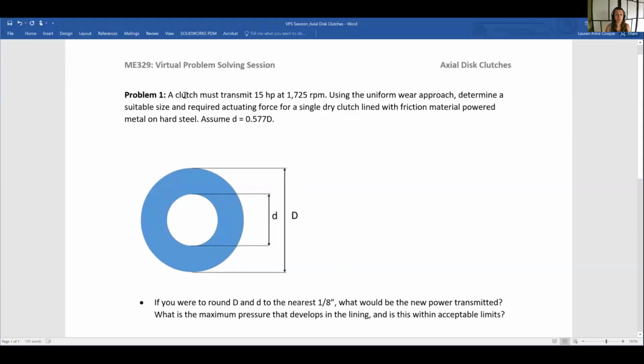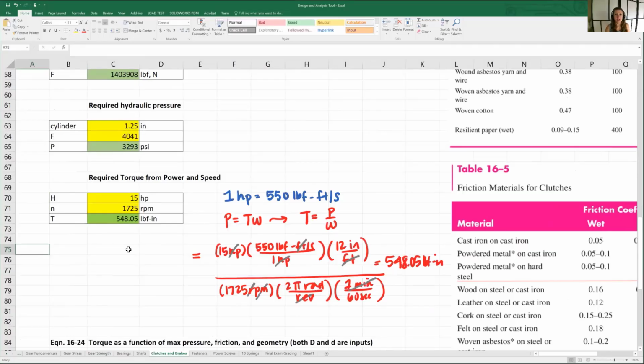So let's go back and figure out how to determine torque. We have a clutch that's transmitting 15 horsepower at 1,725 RPM. In my analysis tool, and I recommend this for you too, I have a section, required torque from power and speed. So power, 15 horsepower, speed, 1,725. The torque that will generate is 548.05 pound-force inches. I want to show you where that comes from.